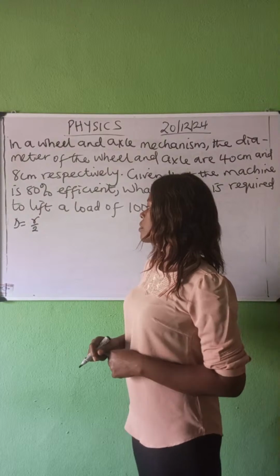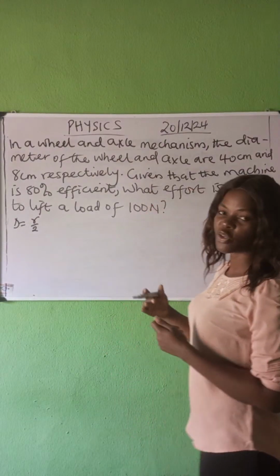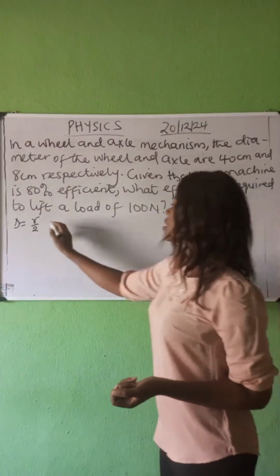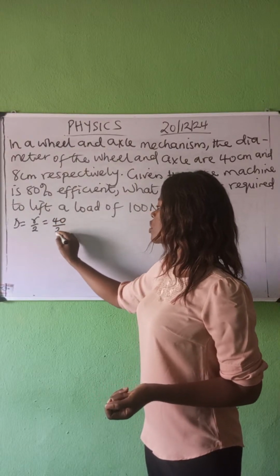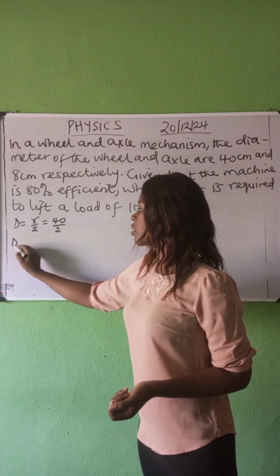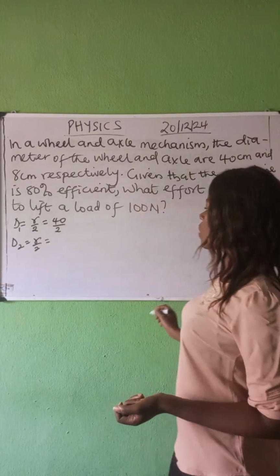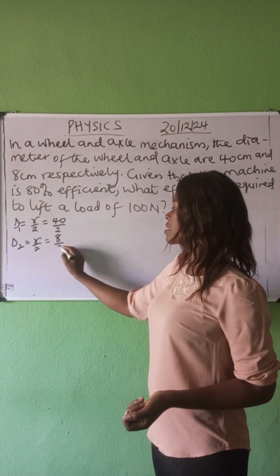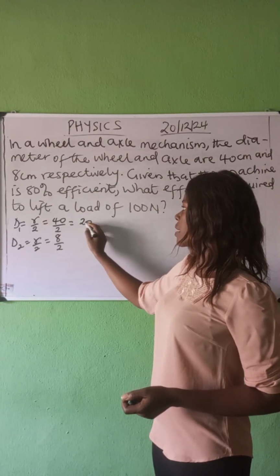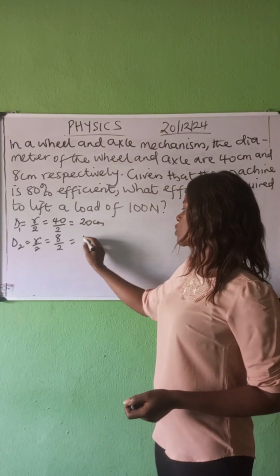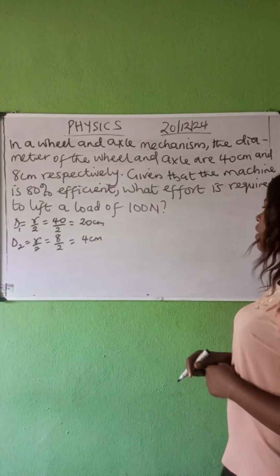Since we have the diameters, we can use them to solve for what we are looking for. The first diameter is 40, so we say 40 over 2, while the second one is 8, that is 8 over 2. This gives me 20 centimeter, and this gives me 4 centimeter. Is that clear? All right.